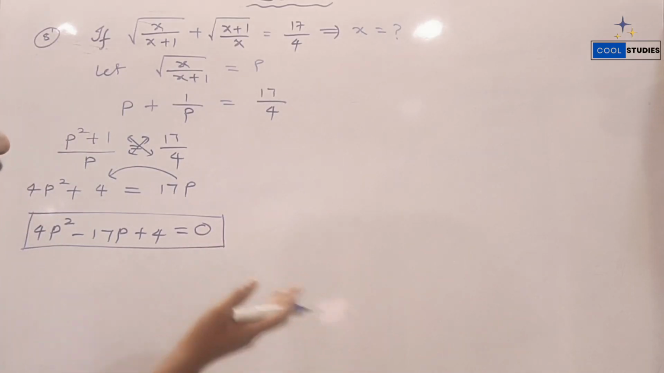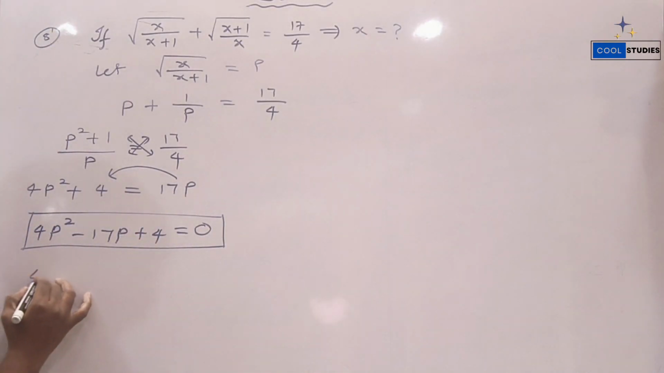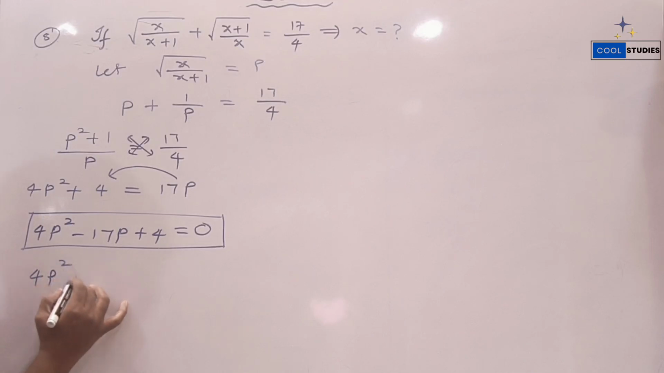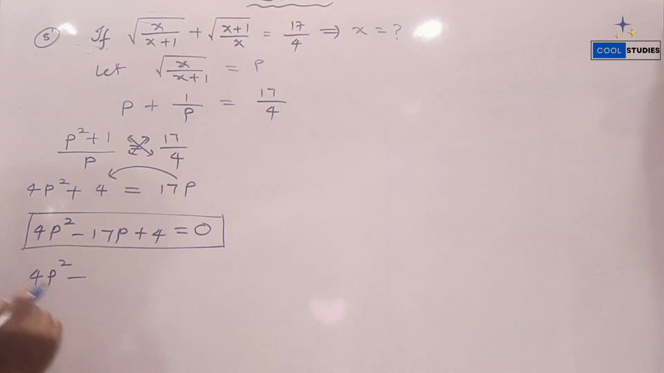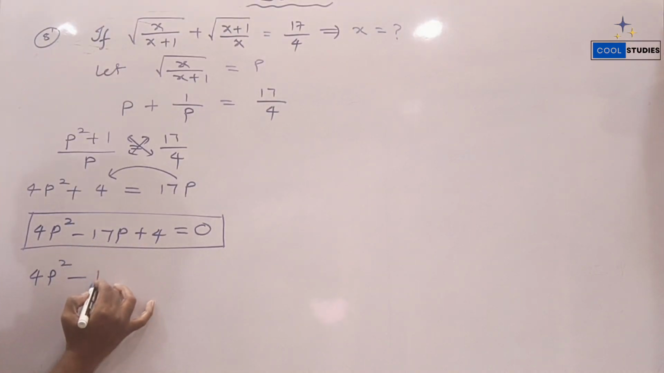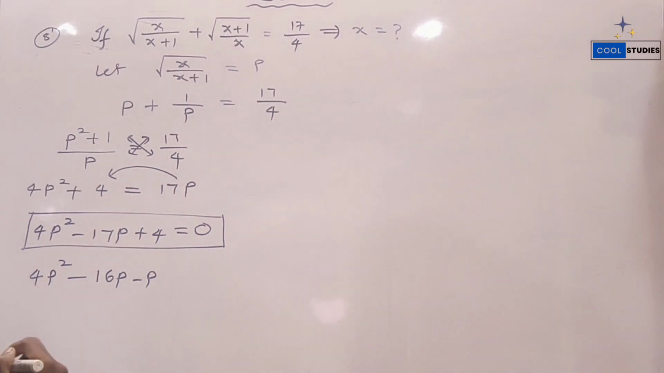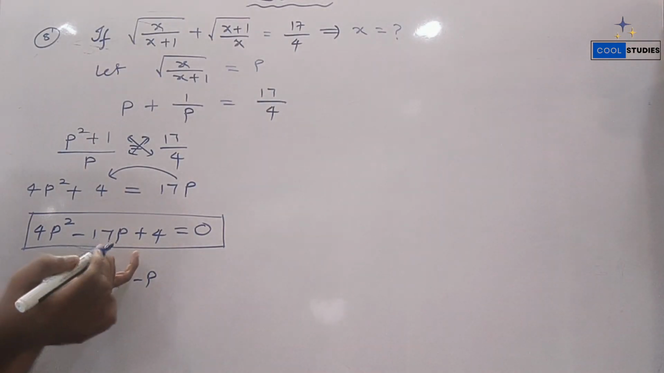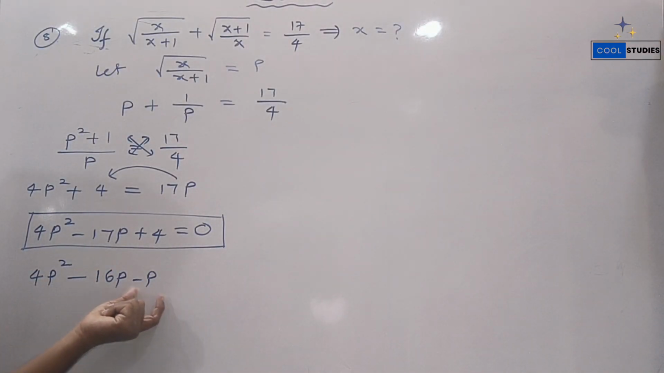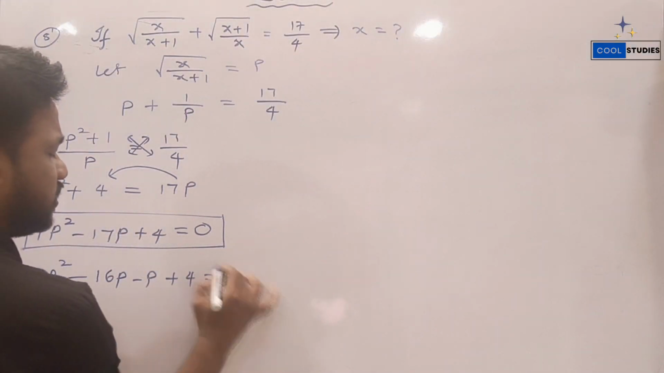Now we have to find the zeros of this quadratic equation. To find the zeros, I am writing 4p square, and this 17p I am splitting here as minus 16p minus p. Minus 16 minus 1, total is minus 17. Plus 4 is equal to 0.